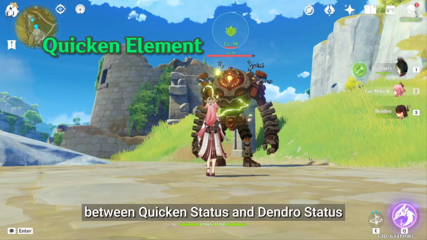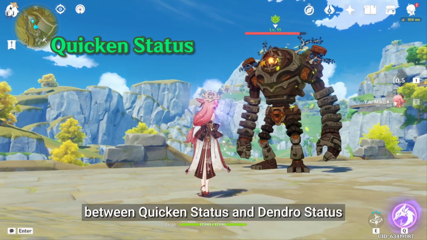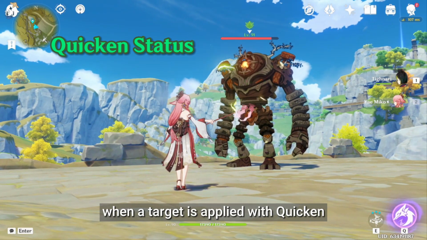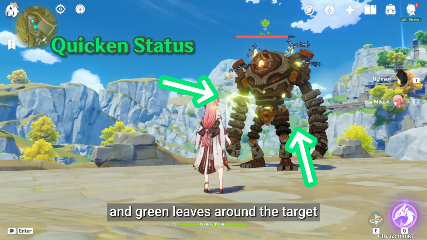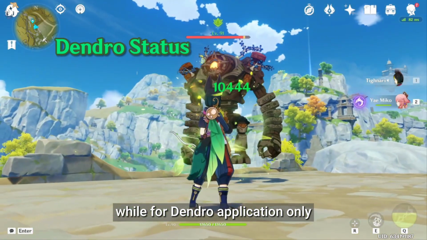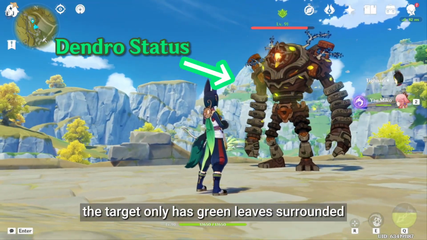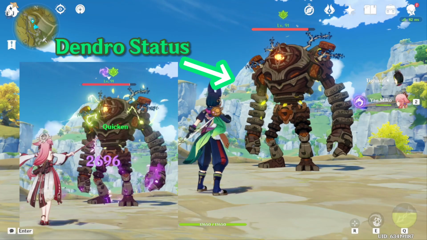And to tell the difference between Quicken status and Dendro status, when a target is applied with Quicken, there are both green electric effects and green leaves around the target. While for Dendro application only, the target only has green leaves around it without the electric effects.